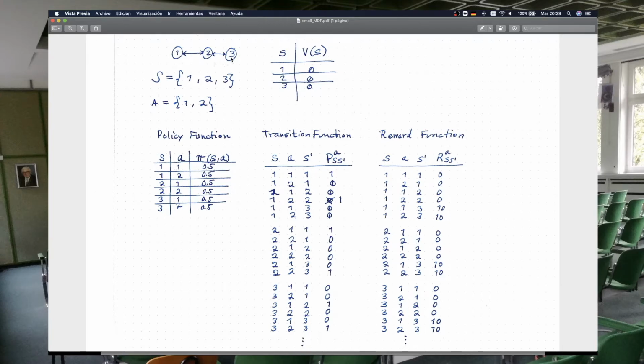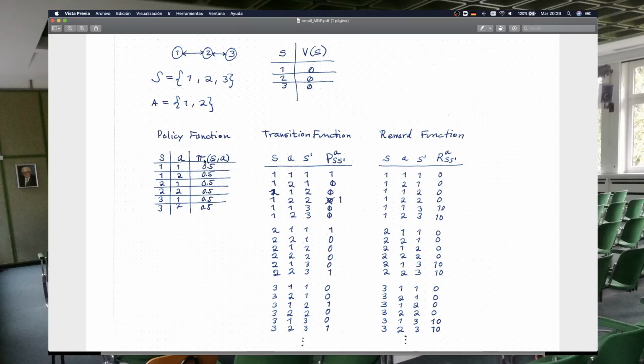In state 3, it's something similar. If you apply go right, so action 2, you will stay in state 3. If you apply go left, you will move to state 2. And in the case of 2, if you apply action go left, you will end up in state 1. If you apply action go right, you will go from 2 to 3.